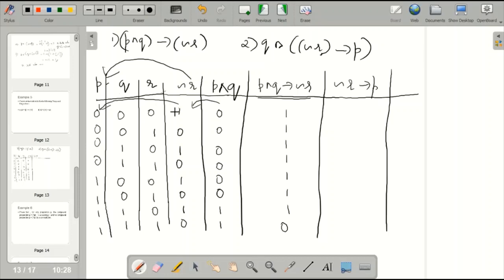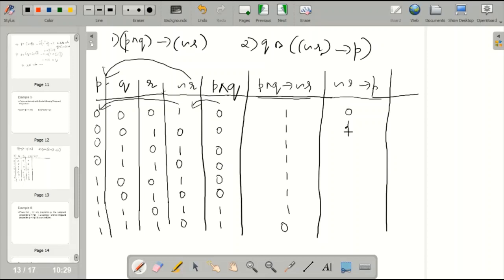Entire column conditional this. So 1, 0, 0, 0, 1, 0, 0, 0, 1, 1, 0, 1, 1, 1, again 0, 1. So you know in conditional, if it is 1, 0, then it is 0. Rest all the cases it is 1 itself. Sorry, 1, 0 means 0. 1, 0 means 0.